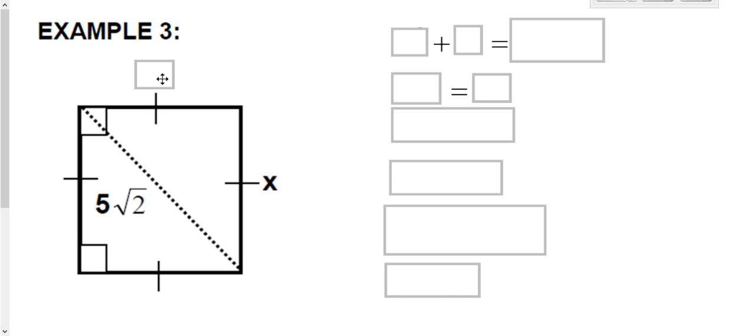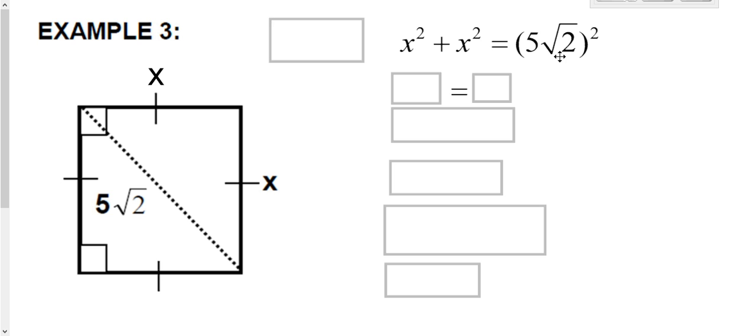If this side is x, this side is also x. So our two legs are both x here, because it's a square. And our diagonal or hypotenuse is 5 times the square root of 2. You'll see how to set this up and put it in the calculator. But of course we start off with squaring each of the legs and adding them up. So one leg is x squared, plus the other leg squared, x squared, equals the hypotenuse squared.